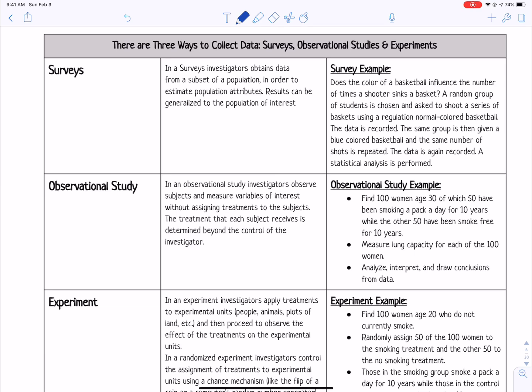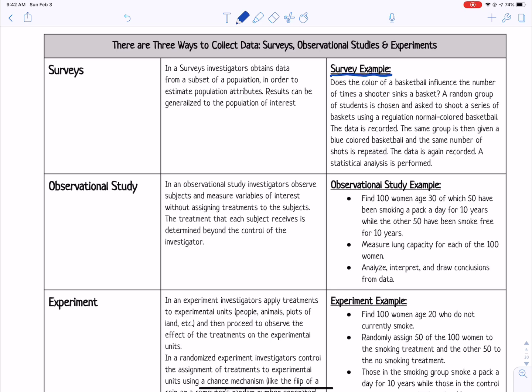So for example, I wrote over here on the right, does the color of a basketball influence the number of times a shooter sinks a basket? A random group of students is chosen and asked to shoot a series of baskets using a regulation, normal colored basketball. The data is recorded. The same group is then given a blue colored basketball and the same number of shots is repeated. The data is again recorded. A statistical analysis is performed.